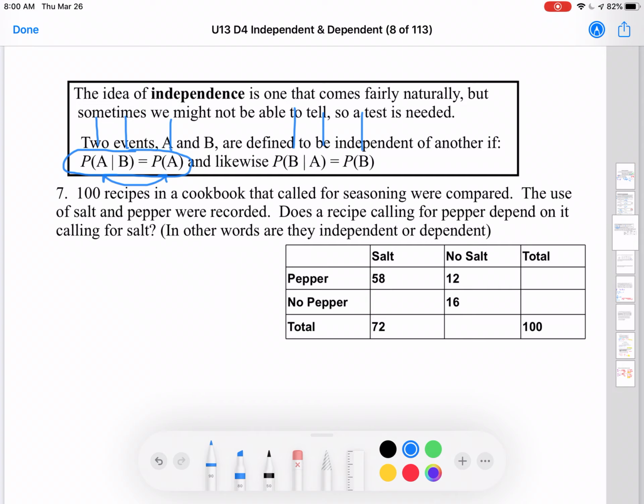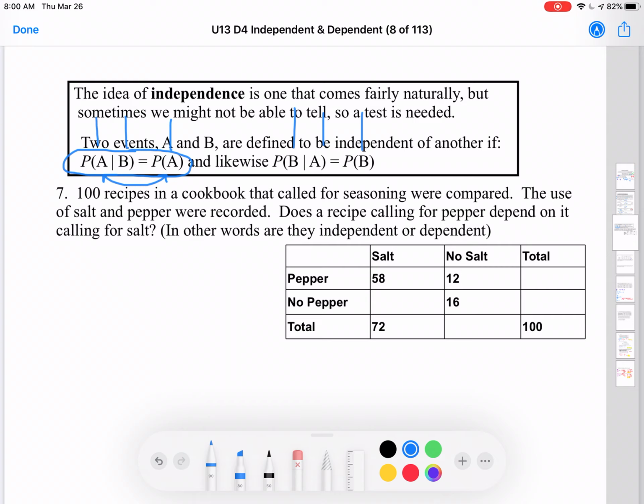I'm starting out with a chart, though, with salt and pepper, and we need to fill in the totals. And this is a good question. It says 100 recipes in a cookbook that called for seasoning were compared. The use of salt and pepper recorded. It says, does a recipe calling for pepper depend on it calling for salt? So in other words, are they independent or dependent? So I don't know. Could you guess what you think they might be? Anyone who cooks, usually things call for salt and pepper. So I'm going to probably say that they're dependent on each other, but it doesn't mean that they are.